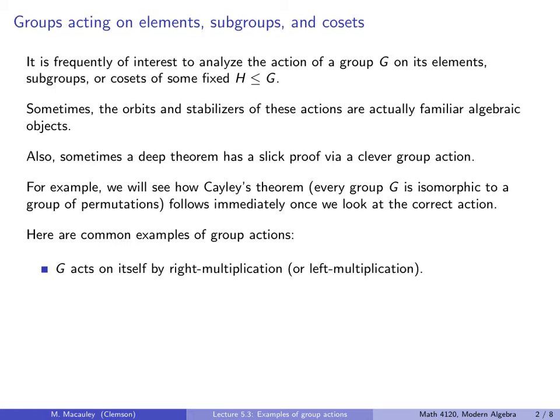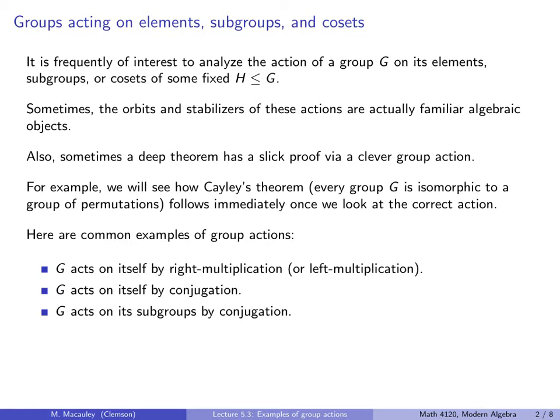First, G acts on itself by right multiplication or by left multiplication. So here, G acts on a set S, and the set S is also G. Or G could act on itself by conjugation. So it's the same group, same set, but a different action. G could act on its subgroups by conjugation. Here the set S is the set of all subgroups of G.